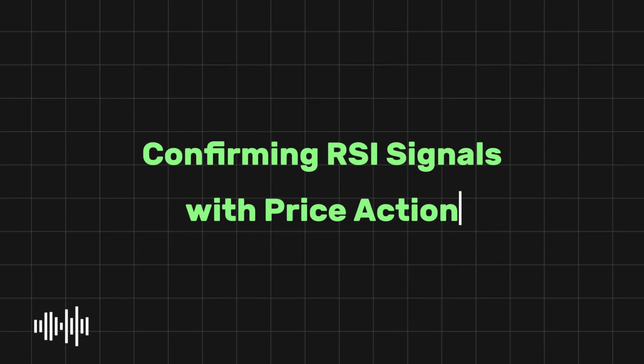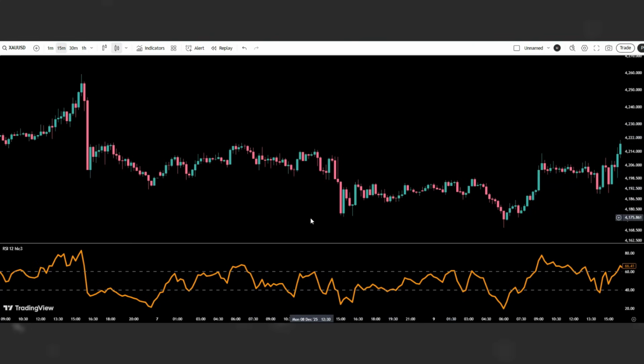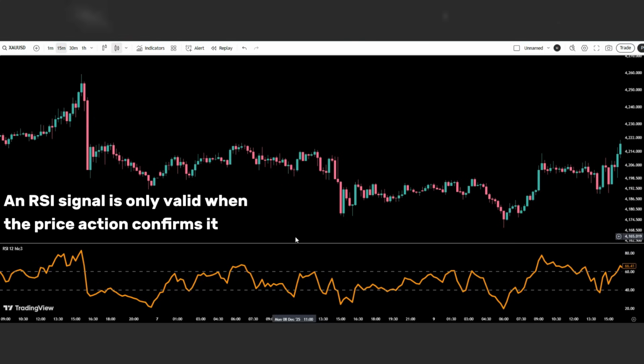Confirming RSI signals with price action. Many traders make a big mistake. They think that when RSI reaches overbought or oversold levels, it has already given a signal. This is not true. An RSI signal is only valid when the price action confirms it. That's why after seeing an RSI signal, you should always wait for confirmation from the market.